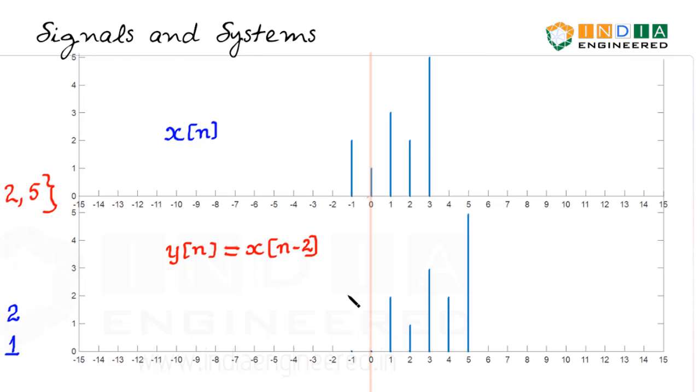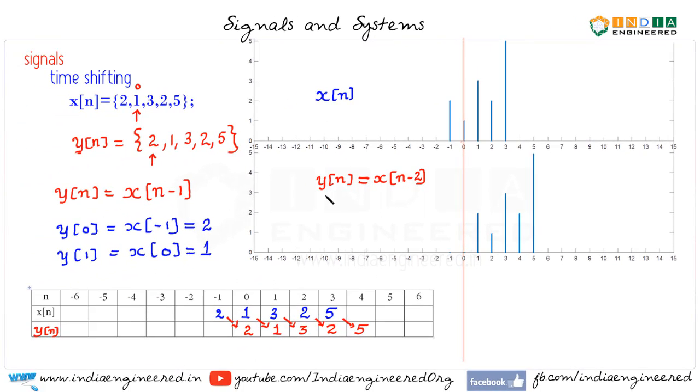Now what if I want to shift the signal in the other direction? That means so far we have been shifting the signals towards the right, and what if I want to shift the signal towards the left? Now let's see that case.